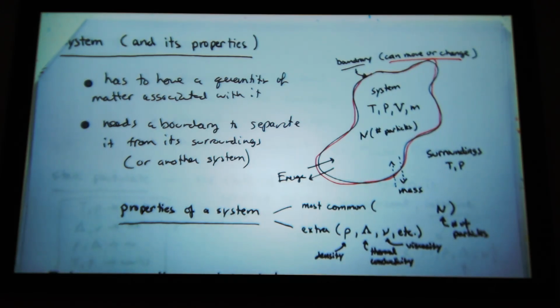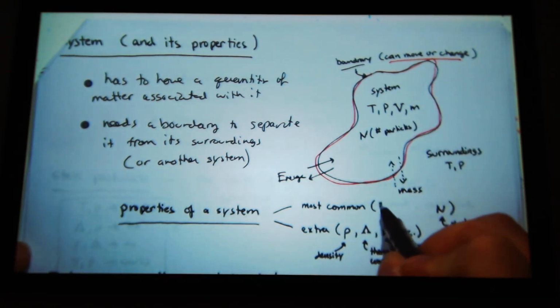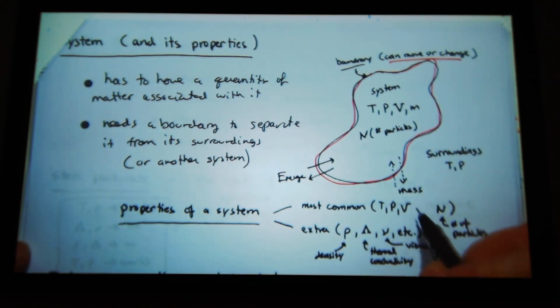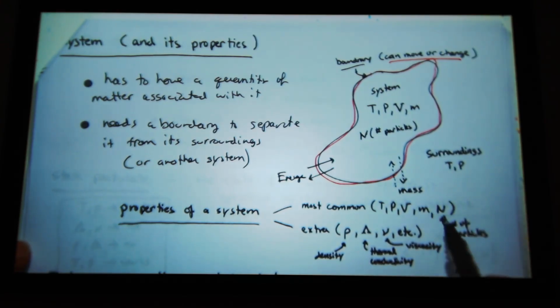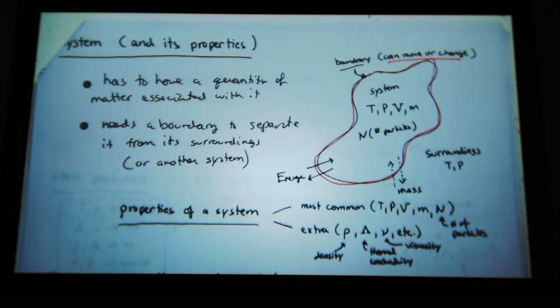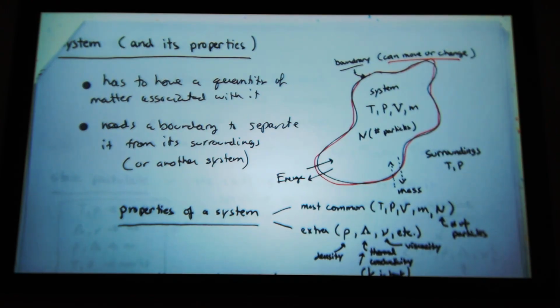So, properties of the system. I've already written down some of them: temperature, pressure, volume, mass, and N, the number of particles. Instead of mass, this is a quantity of matter, so I can say there's a mass per particle. Then there are some extra properties: density, thermal conductivity. Thermal conductivity is K in the book. We use K a lot in mechanical engineering. Physics uses capital omega, lambda. Viscosity, etc. I can do a lot of other properties.